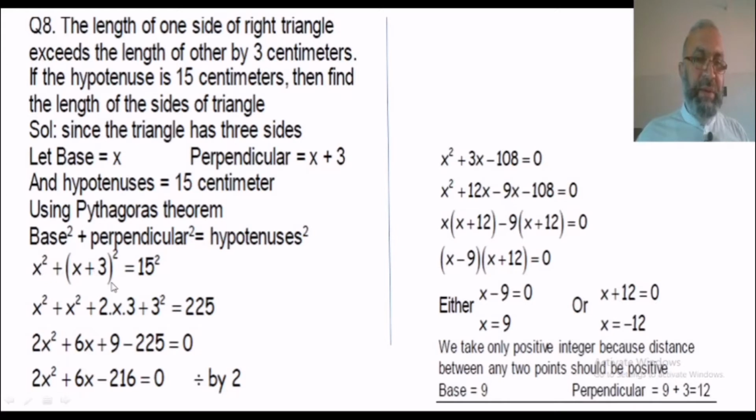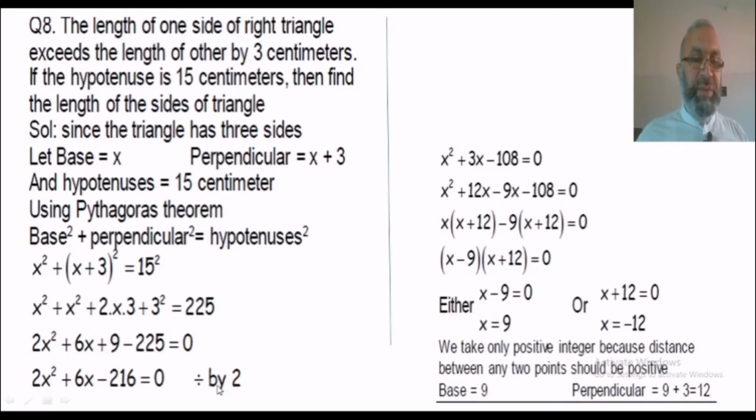Expanding this equation, we get x square plus, expanding x plus 3 whole square by (a plus b) whole square, it becomes x square plus 2 into x into 3 plus 3 square is equal to 15 square, 225. Or x square plus 2 times 3 is 6x plus 9 minus 225 equal to 0. Again simplifying, 2x square plus 6x, 9 minus 225 becomes minus 216 equal to 0.